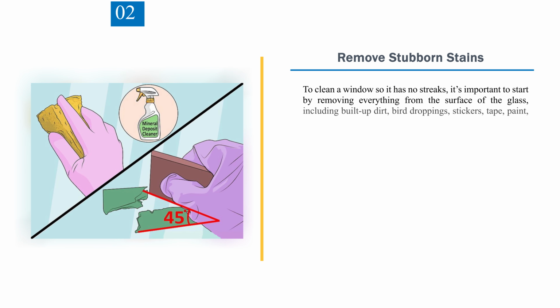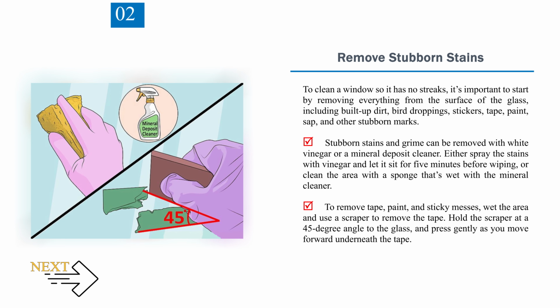Number 2. Remove stubborn stains. To clean a window so it has no streaks, it's important to start by removing everything from the surface of the glass, including built-up dirt, bird droppings, stickers, tape, paint, sap, and other stubborn marks. Stubborn stains and grime can be removed with white vinegar or a mineral deposit cleaner.